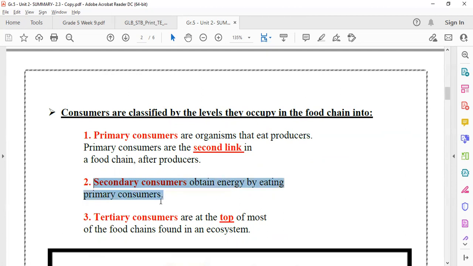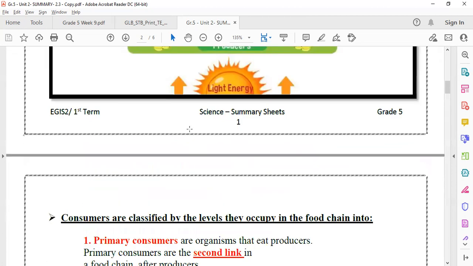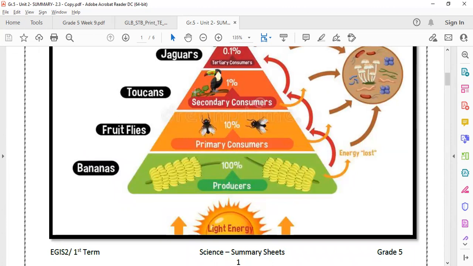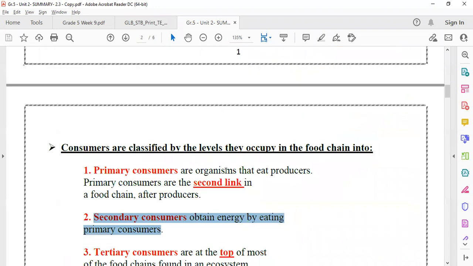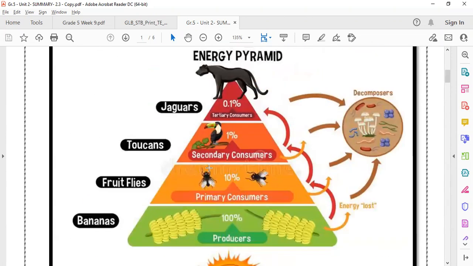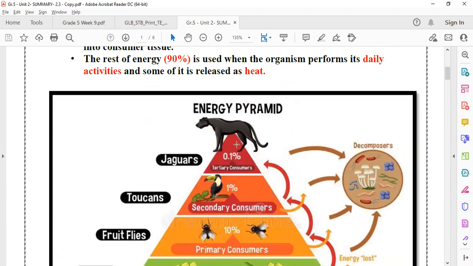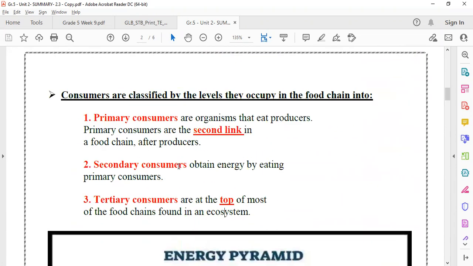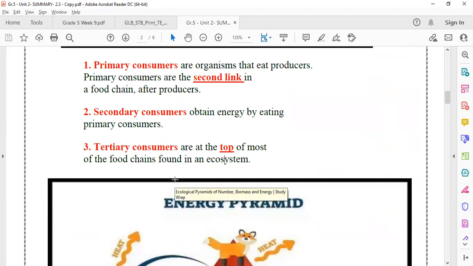They obtain energy by eating the primary consumers. The secondary consumers, like the tokens, get the energy that their body needs when they eat the primary consumers. Okay. What about the tertiary consumers? Tertiary consumers are at the top of most of the food chains found in an ecosystem. Tertiary consumers like this jaguar. These are the tertiary consumers. Okay, they are found at the top of the food chain or the top of the energy pyramid.